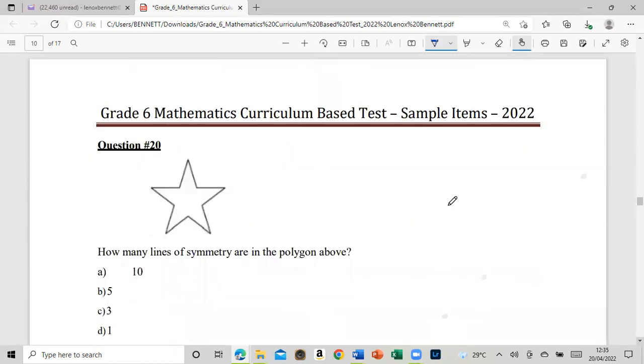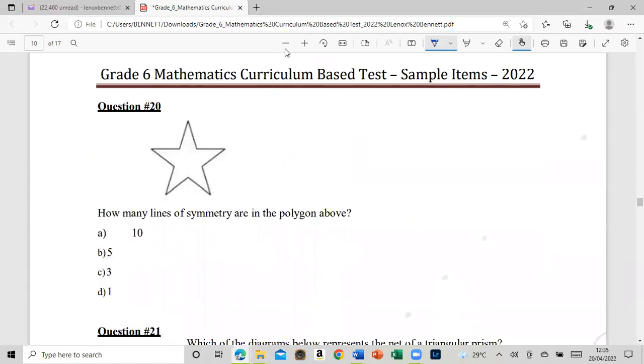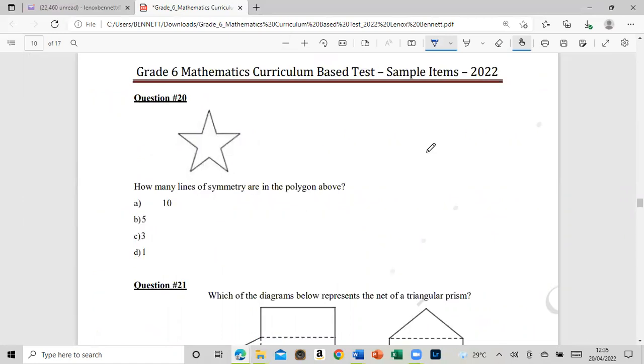All right, let me zoom in on this for number 20. Let's see what they're asking us for 20. It says, how many lines of symmetry are in the polygon below? This is a tough question. Let's see if we can figure it out.